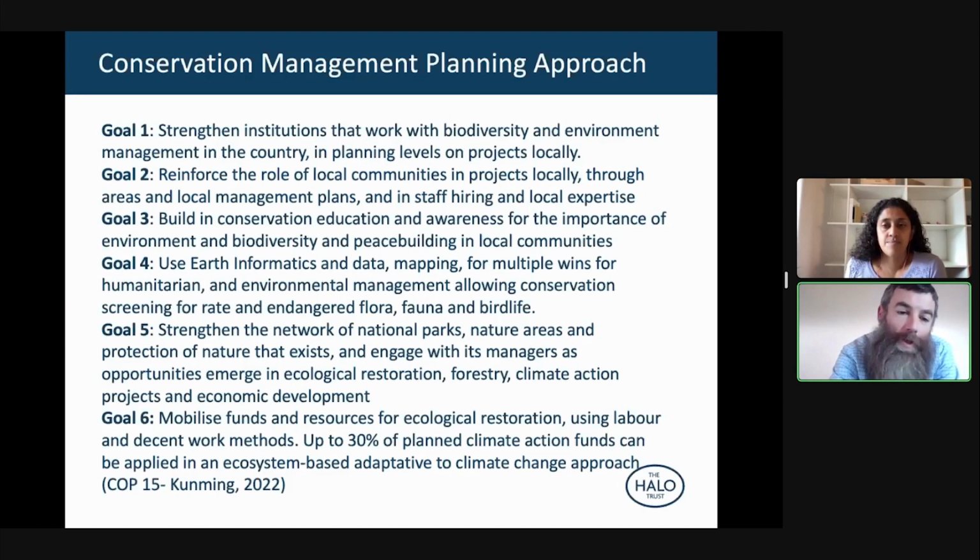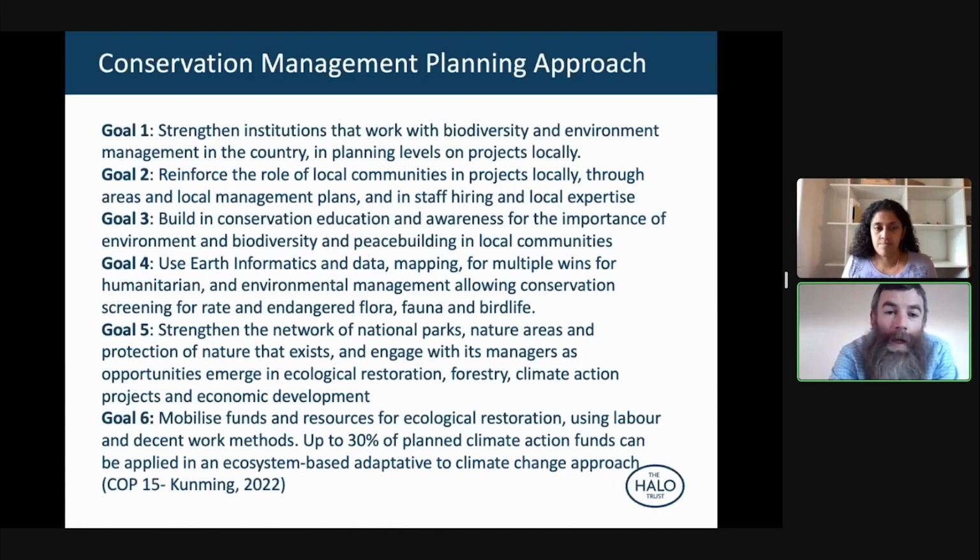When we do mine risk education, we look at conservation education as well, the importance of environment, the importance of biodiversity, and the opportunities that environment provides for peace building. If it's GIS, goal number 4 there, I call it Earth Informatics, but it's basically geographic information systems. There's multiple wins there for humanitarian GIS and environmental management. The type of environmental data that we're collecting for mine clearance, mine action, and humanitarian demining is very useful for endangered flora, fauna, and bird life in the areas where we're working.